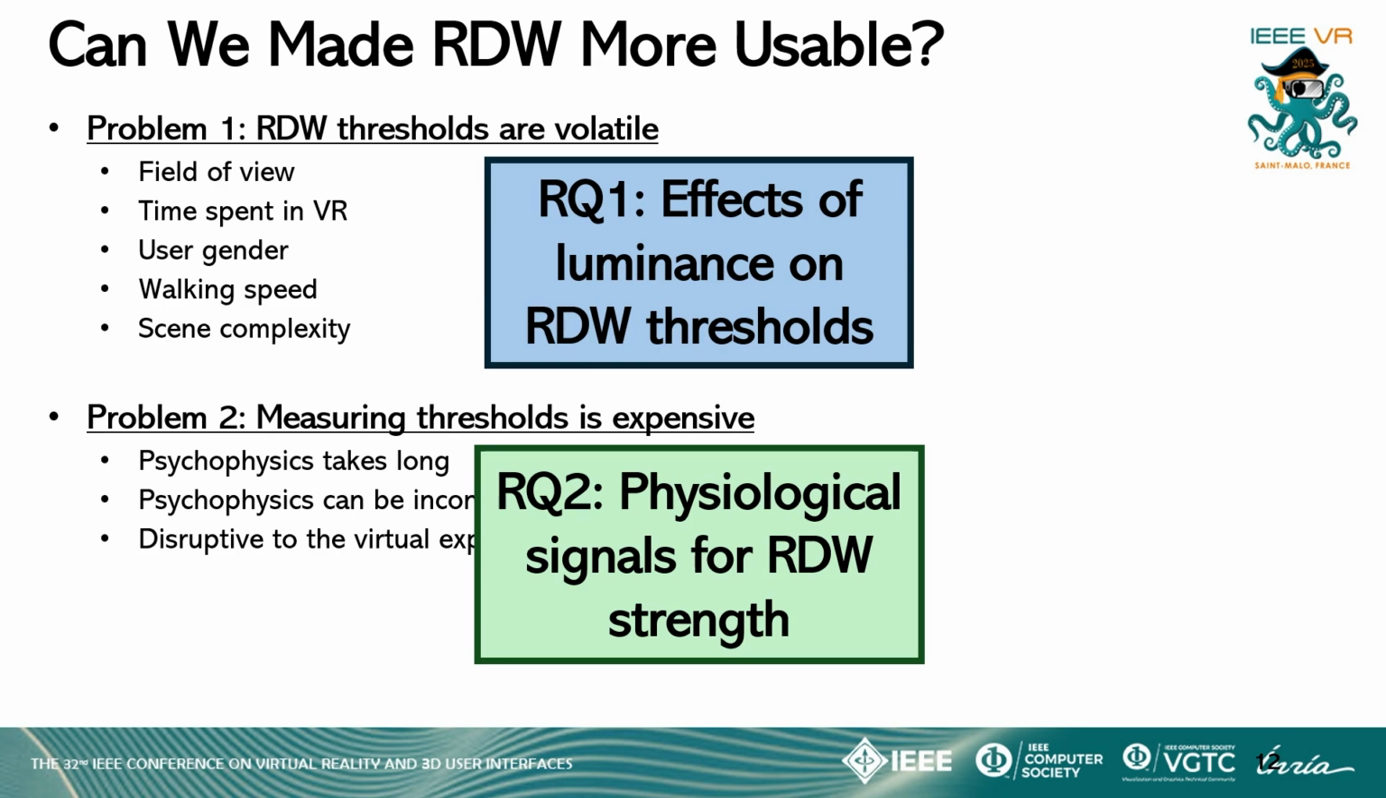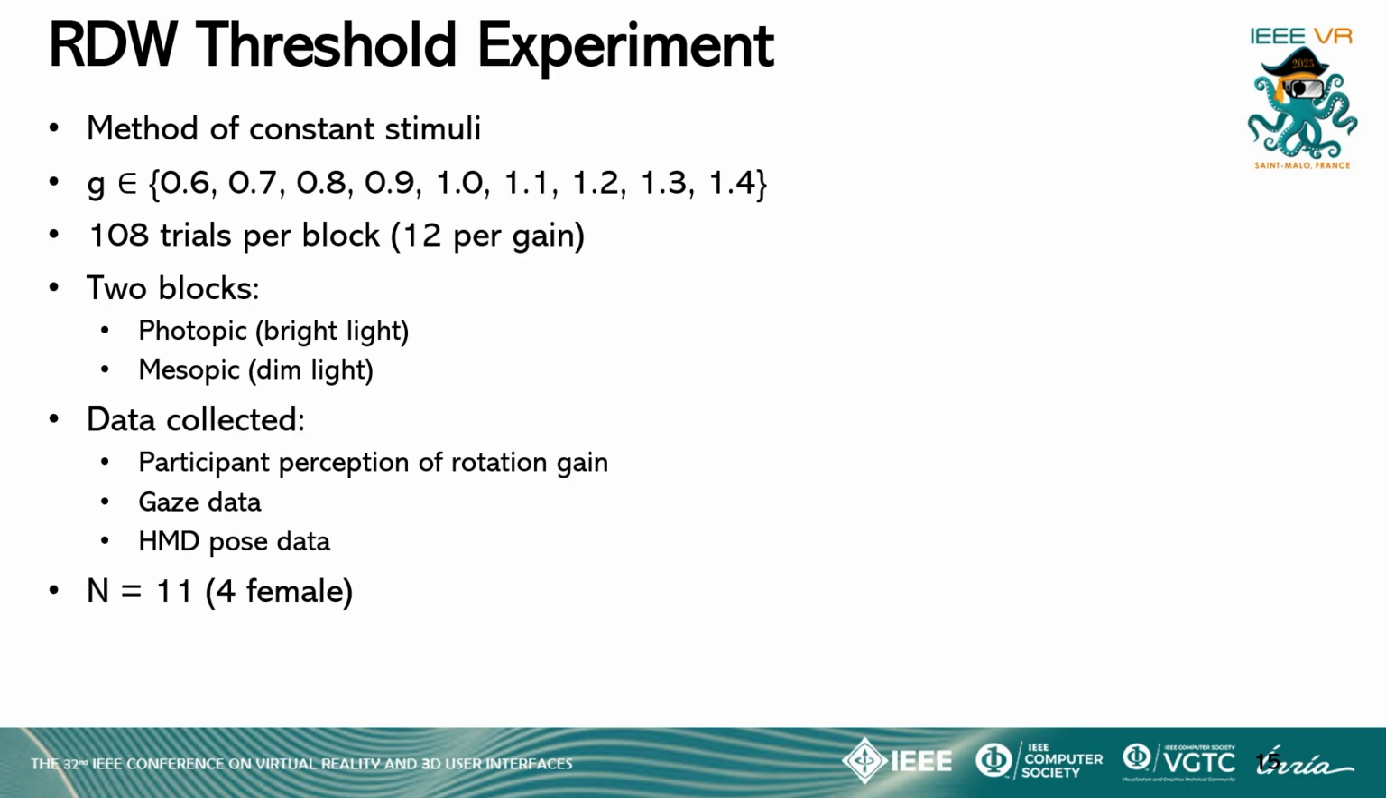To answer these questions, we ran a psychophysical experiment. We used the method of constant stimuli with rotation gains in the range of 0.6 to 1.4, with 12 trials per gain in each block. We had 2 blocks, one with photopic display brightness and one with mesopic display brightness. The data we collected were users' perception of the applied gain, their gaze data, and the HMD pose data. We had 11 participants total, with 4 female.